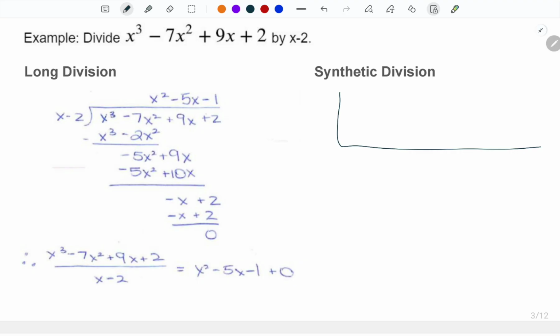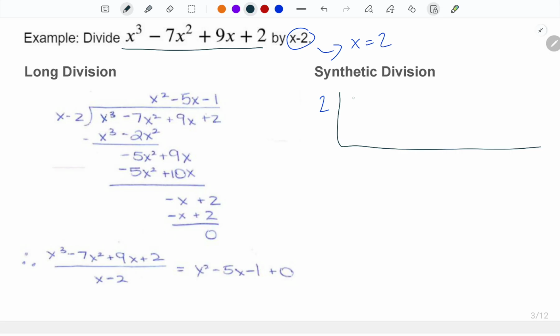On the outside of it, I'm just going to put down x minus 2 would solve to, let's say, x equal to 2 if we were to set that equal to 0. So I'm just going to put the 2 on the outside, in that top left section. Okay. What I'm going to do next is I'm going to take that polynomial we have that we're dividing, x cubed, and so on.